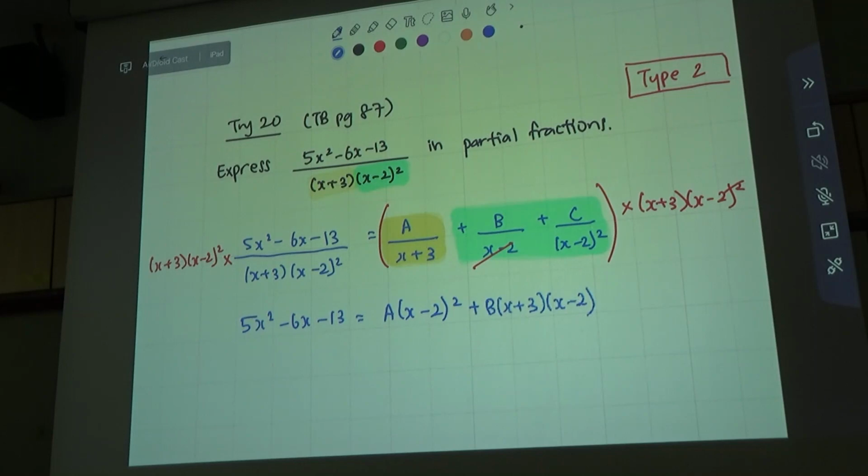So slightly different from what we saw earlier, regarding the B. And then for C, I'm going to cancel away x minus 2 squared with x minus 2 squared. So I will get plus C times x plus 3. So this is what we get.